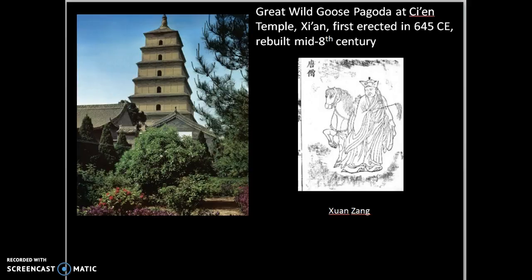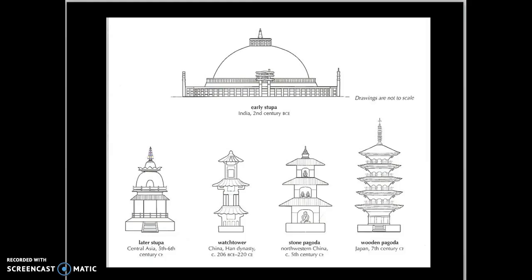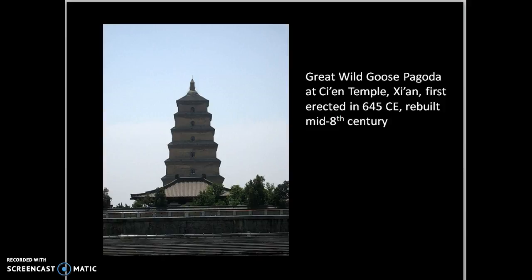Now the pagoda that we're looking at is a typical East Asian Buddhist structure, but it does have its origins in Indian stupas. If we go to this example, you can look at the transition between early stupas and then here's a later stupa. This one's from Central Asia. Then it combines these 2 forms. It's combining the stupa with the watchtower, and you're getting this pagoda form. So here's another image of the Great Wild Goose Pagoda, blending these 2 architectures.